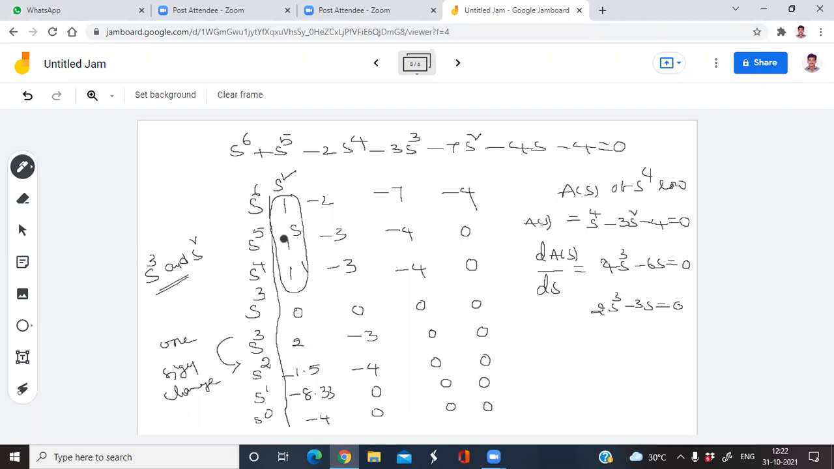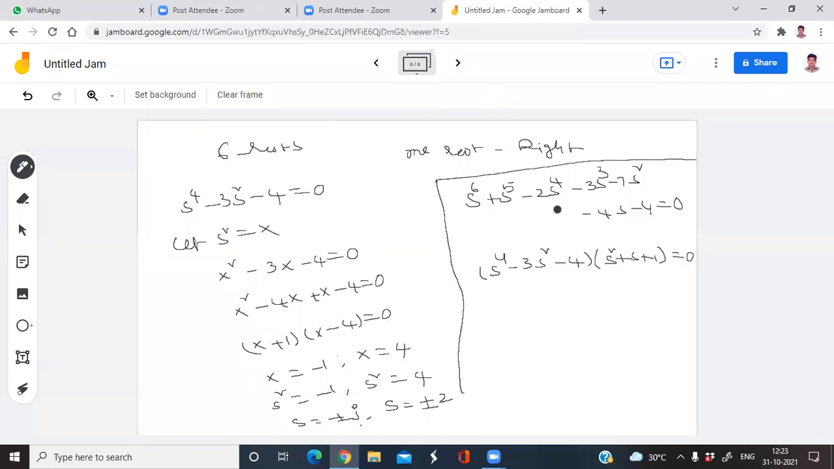For example, if you had 2 here and 4 here, then you would write the equation as s square plus 2s plus 4. Is my point clear? Suppose this is 3, then you write the equation as 3 s square plus 2s plus 4, like this. Remember the shortcut here. So you can write like this.